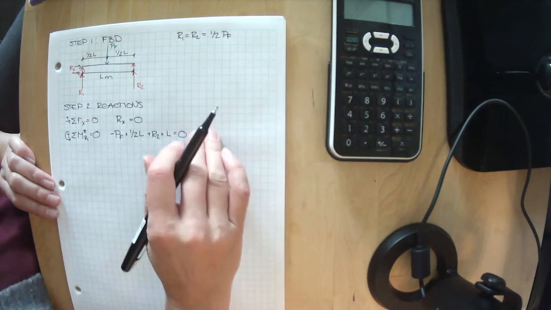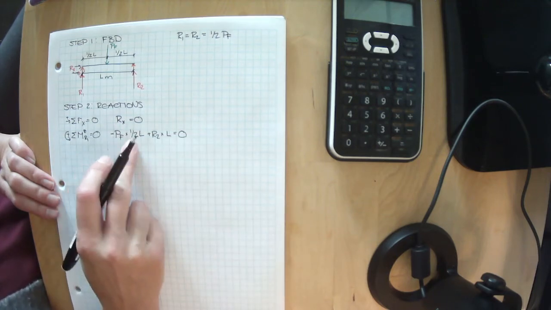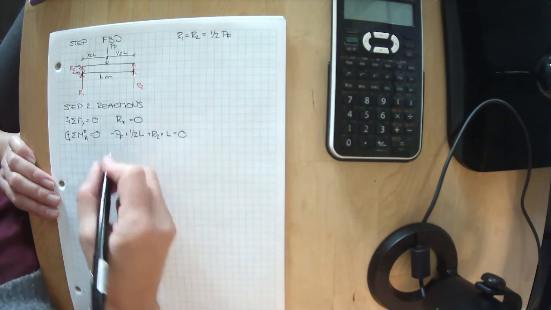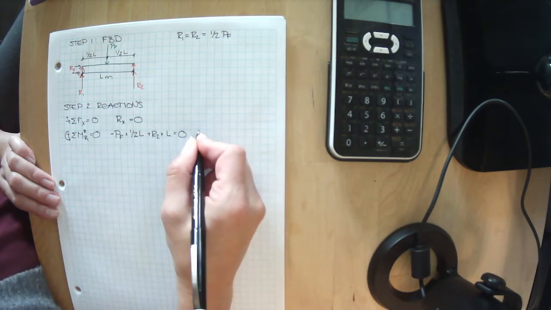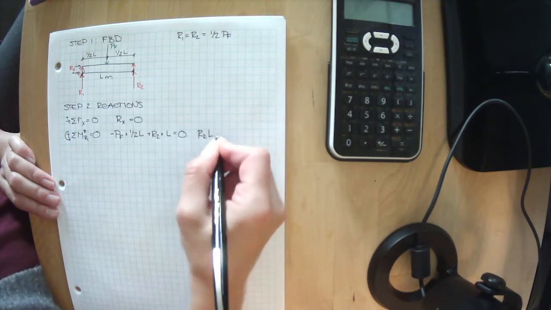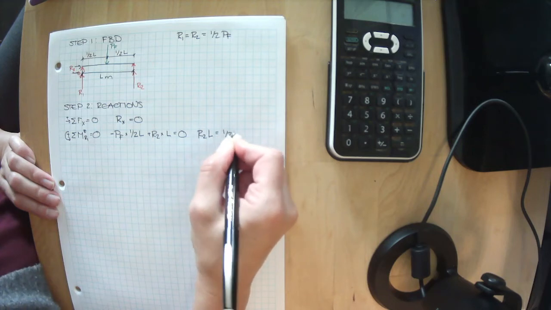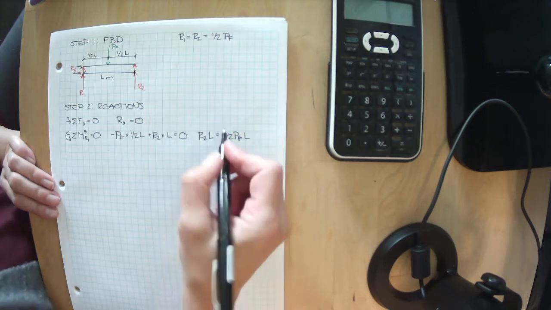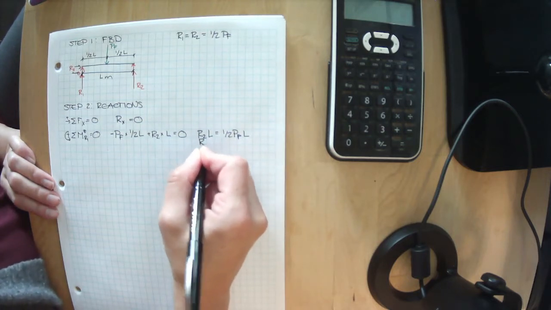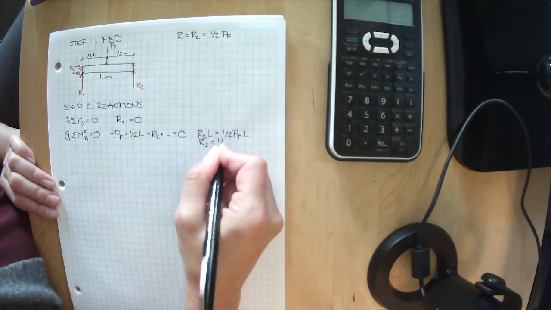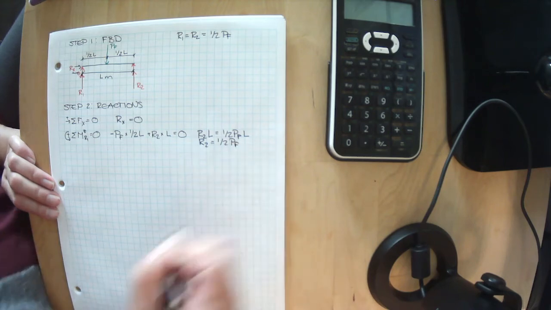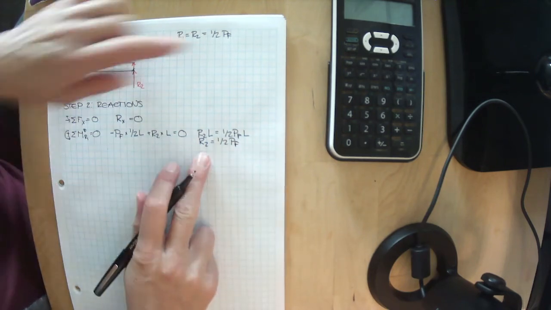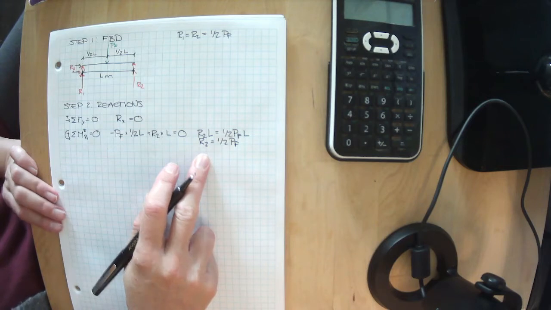We can bring this over here. It's going to be positive 1/2 PFL. So I'm just going to rewrite that for us. R2L equals 1/2 PFL. Well, we've got L on both sides. Let's divide out by L. So R2 equals 1/2 PF. Great, that matches what we thought up here.